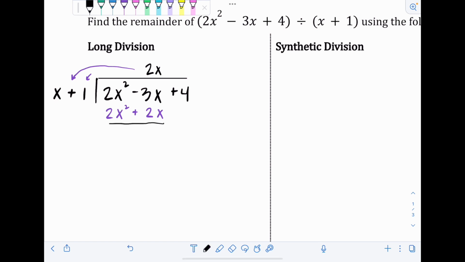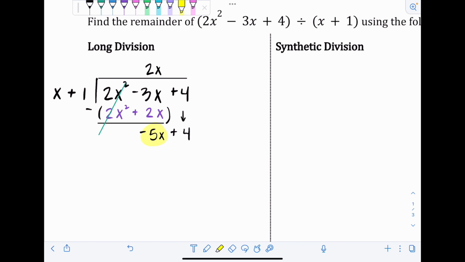Next I subtract this line. The first term in each should always be exactly the same, because when we subtract we want them to cancel out. I like to put parentheses around it when I'm subtracting to remind myself to also subtract the second term and not accidentally add it. So 2x squared minus 2x squared is 0, and negative 3x minus 2x is negative 5x. Then I bring down the plus 4, and this is my new first term that I'm dividing into.